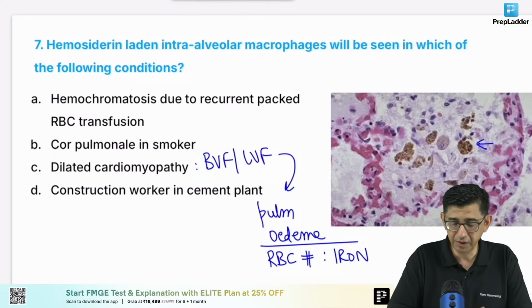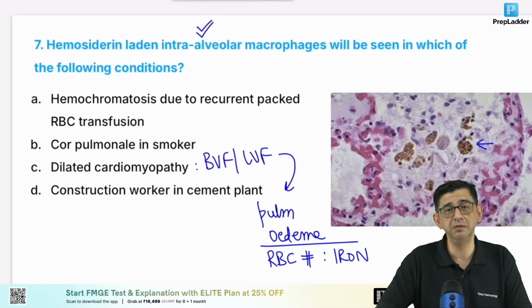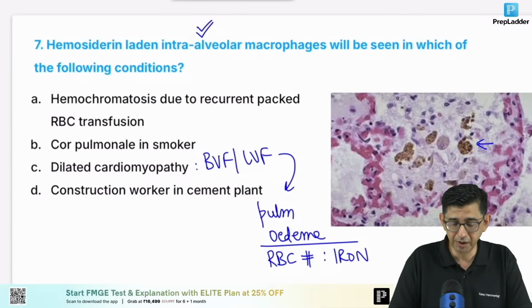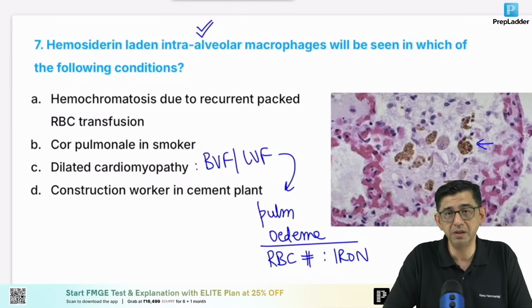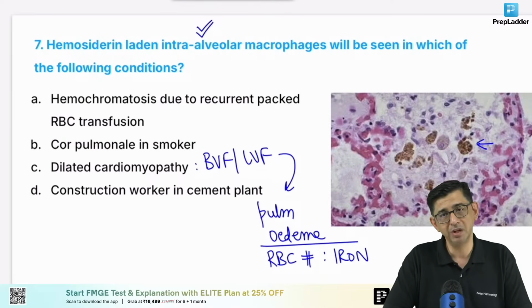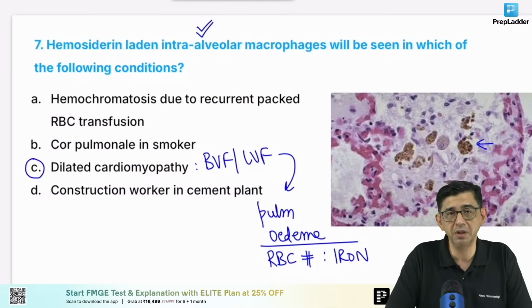The question was very simple, right? It is heart failure cells, but the word heart failure was not given. It was like hemosiderin-laden intra-alveolar macrophages. That means that along with fluid, some RBCs are also coming, and those RBCs will break down, and that is why hemosiderin would be produced. The correct answer for this question is option number C. Option number A is a dummy choice.